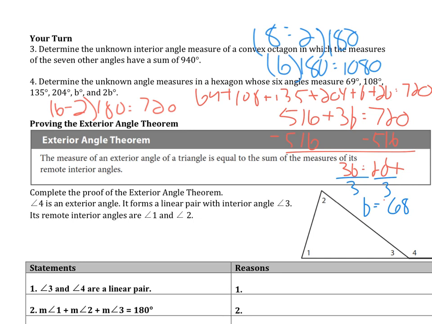68. Now, they didn't ask for just B, they asked for the missing angle measures. Well, one of those angles is just B, so that one is 68. But the other one is 2B, so I need to go 2 times 68, which is 136.